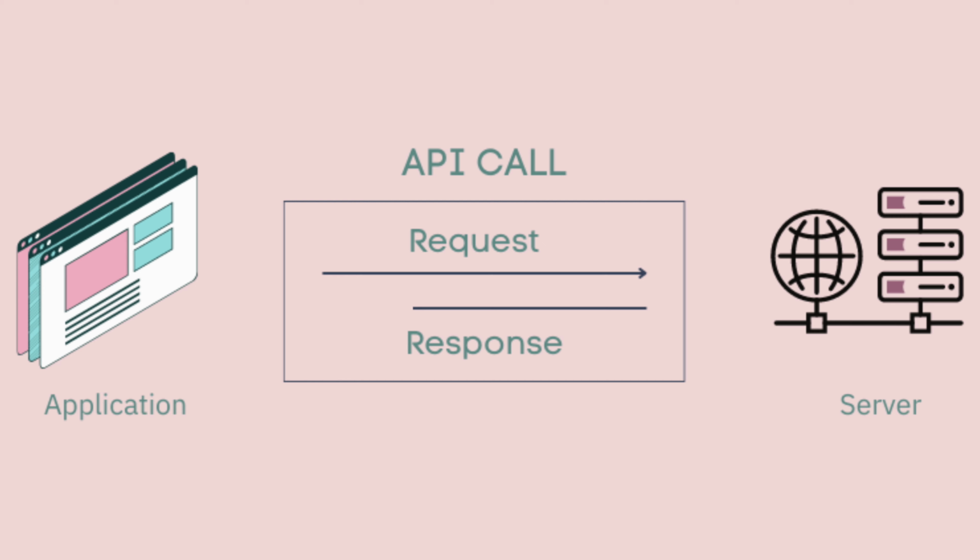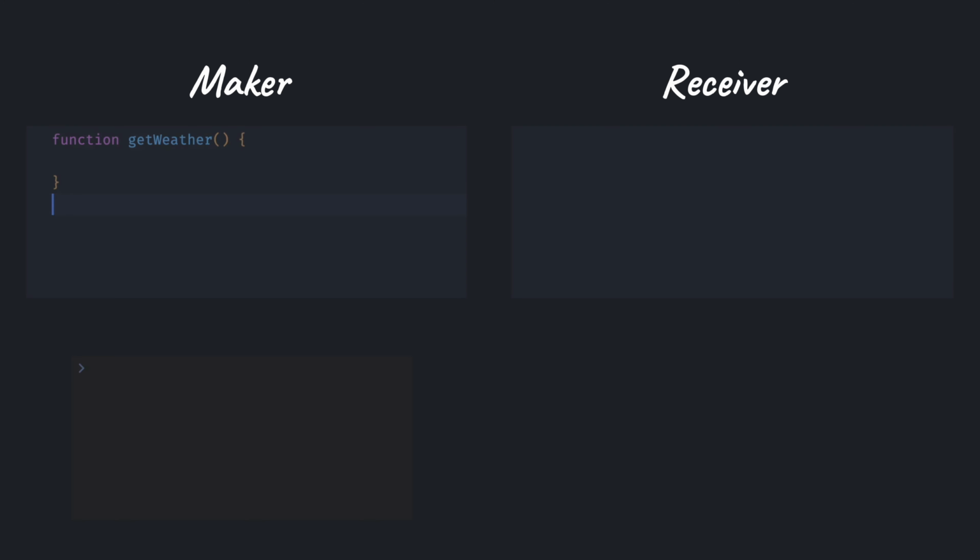We need to wait for the response. So let's solve this with promises. First, we need to understand how promises work. There are two sides to a promise, the maker and the receiver. In our case, the getWeather function is the promise maker. It will return a new promise object.